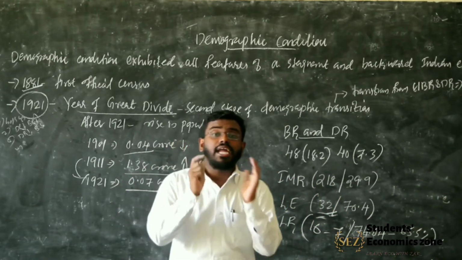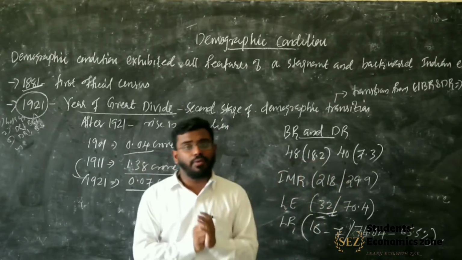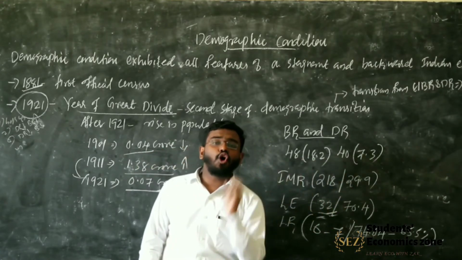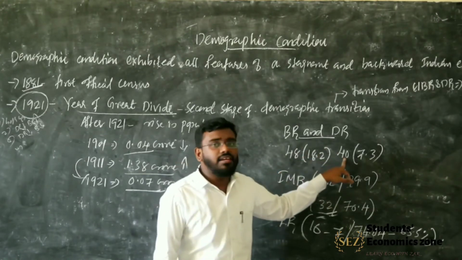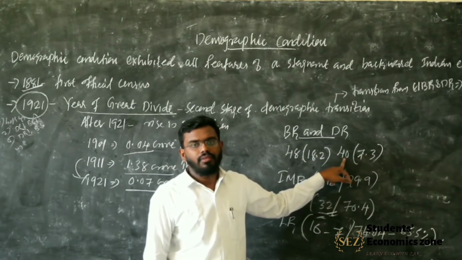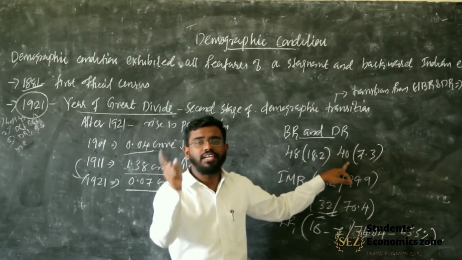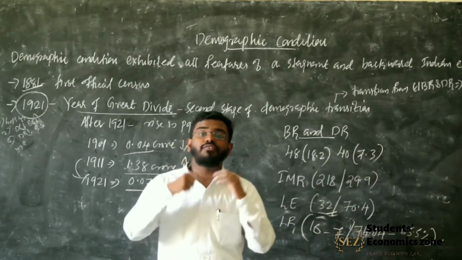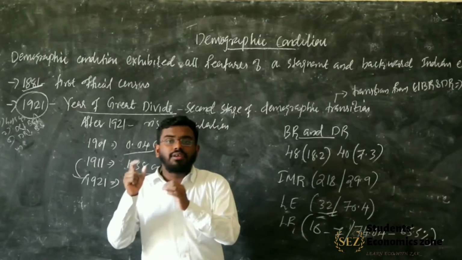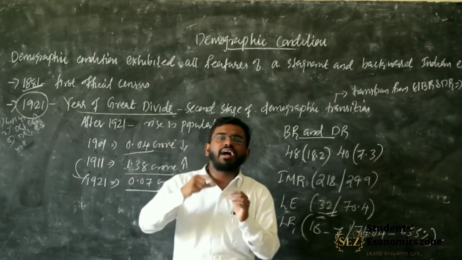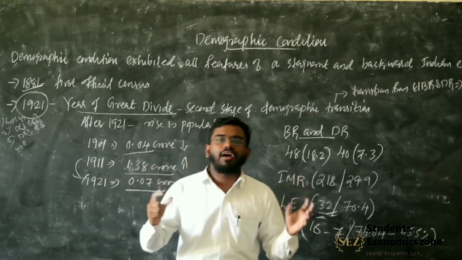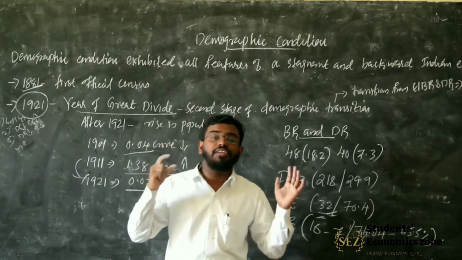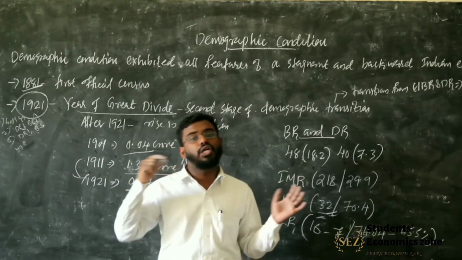Death rate means the number of deaths per 1,000 people. Under colonial rule, our birth rate was 48 and death rate was 40. Both were very high. High birth rate and high death rate show a lack of health infrastructural facilities in that particular country.